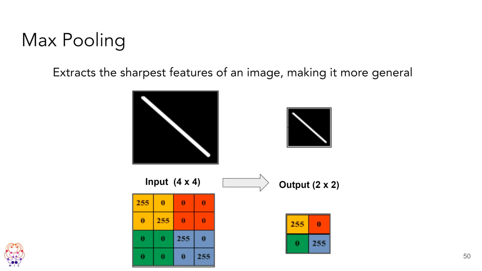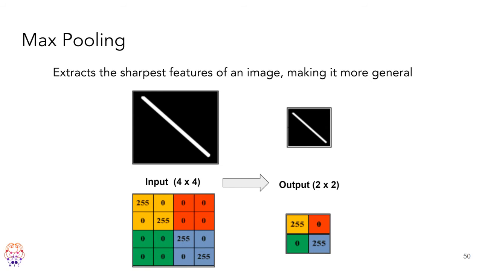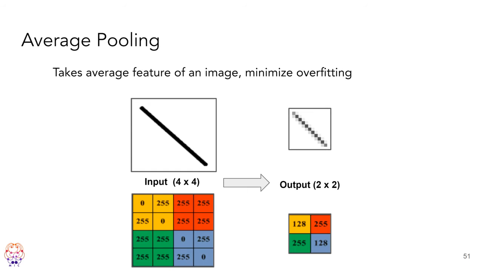So the first type of pooling is max pooling. Basically, all it does is take the max value from a specific region of the input and map it to the corresponding region in the output. So you still have a diagonal line here. And the other type of pooling is average pooling. This takes the average value in a specific region and maps it to the corresponding region in the output.